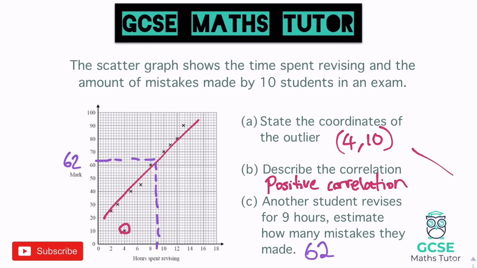Okay, so they would get 62 marks. So actually, if it's out of 100, they would make 38 mistakes there. So just be careful what the question says. So they get 62 marks, which would be 38 mistakes. There we go, so 62 marks will be 38 mistakes.